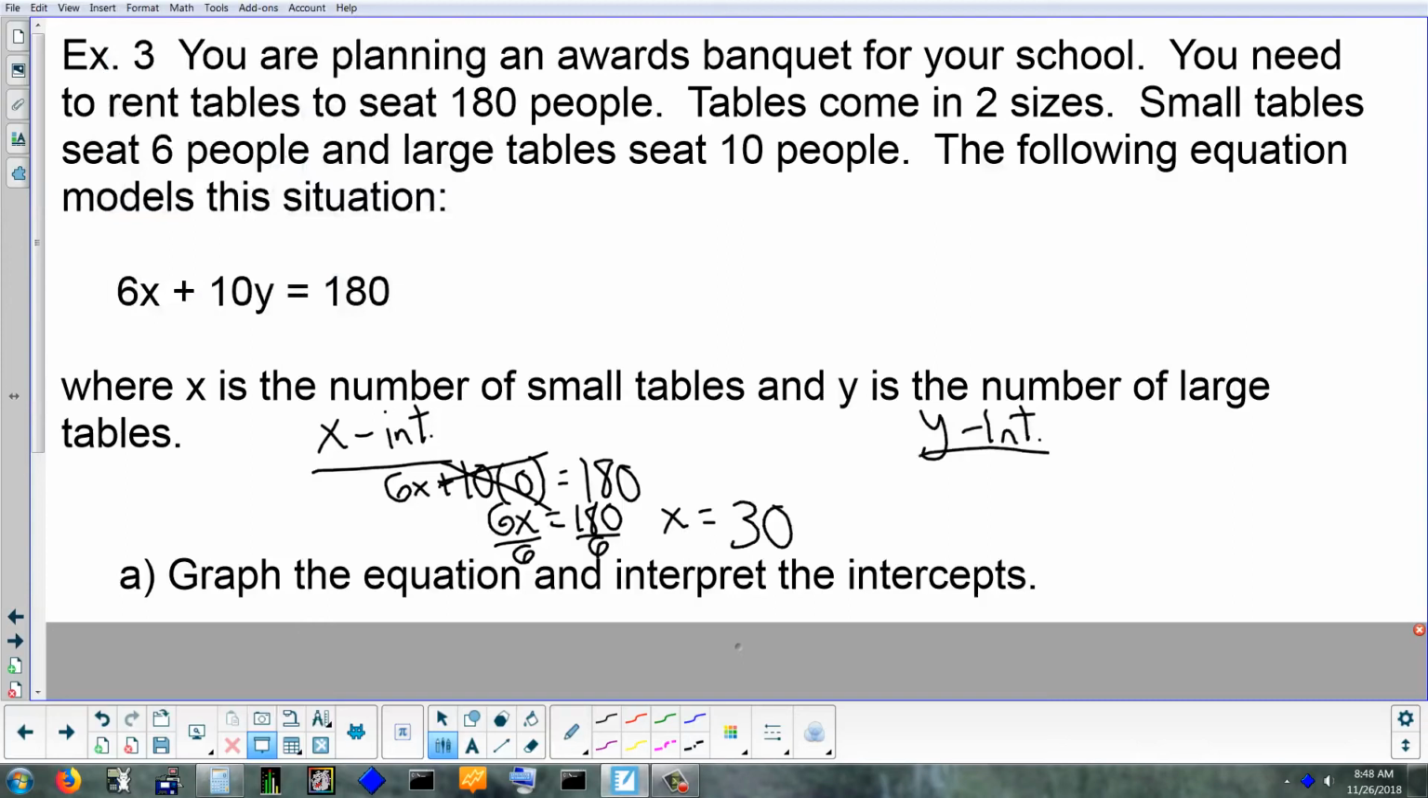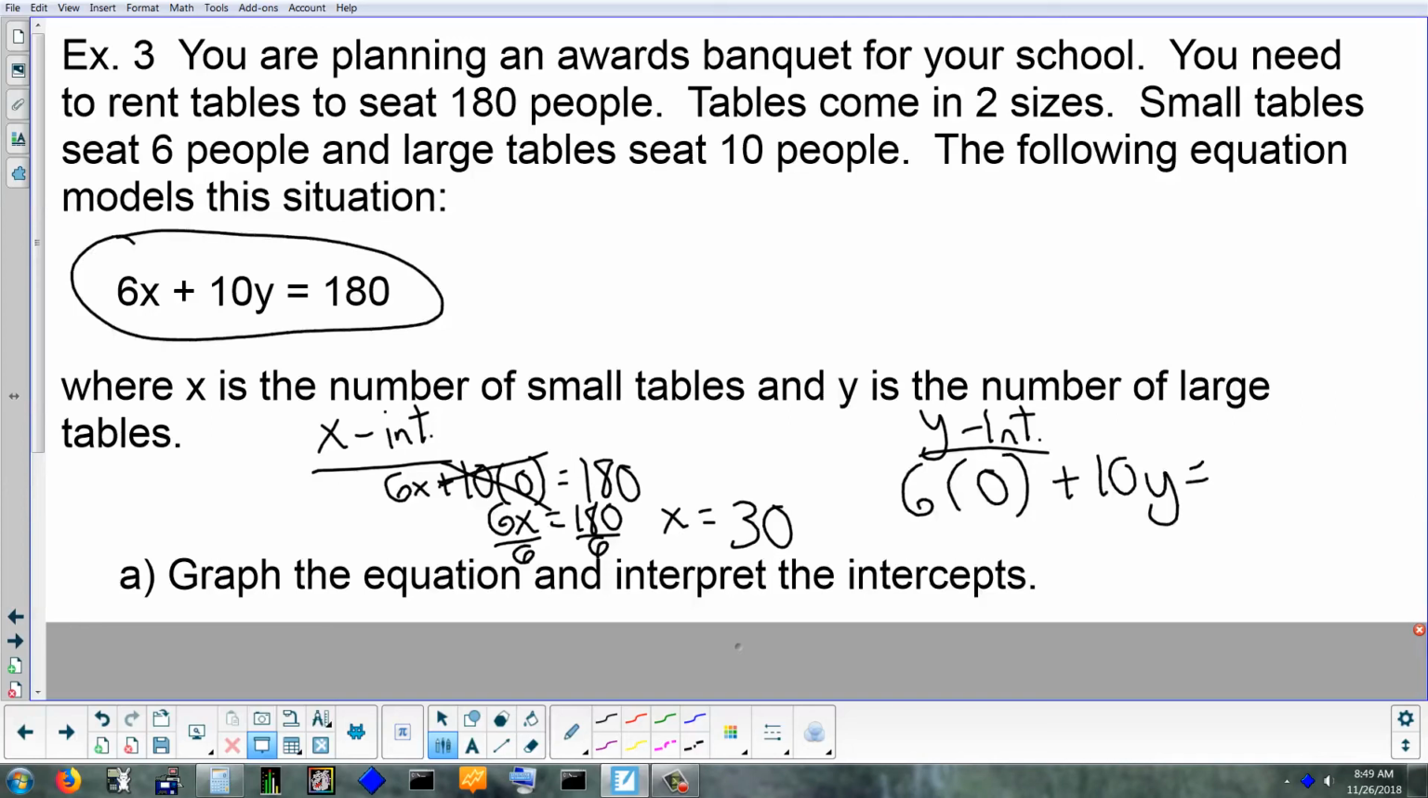Jake, when I solve for the x-intercept, I make y 0. What about when I'm solving for the y-intercept? Make x 0. Do you know what to write? If we're making x 0, here's the equation we want to use. And you just told me to solve for the y-intercept, you make x 0. So do you know what to write? 6, parentheses, 0, plus 10y equals 180. Very good.